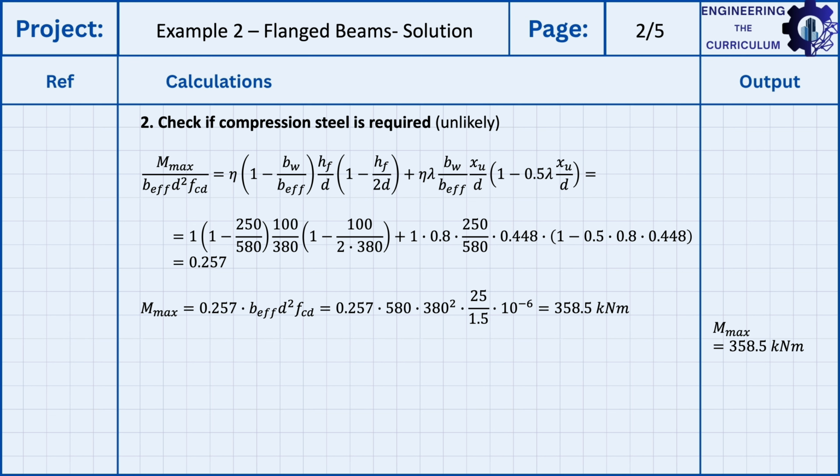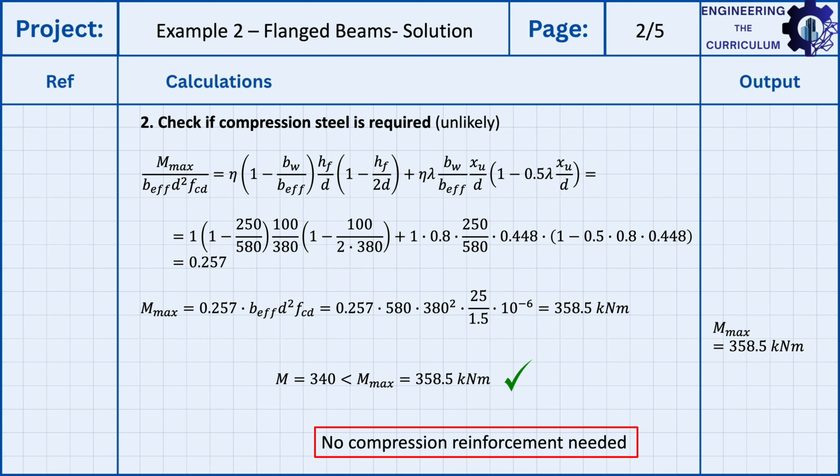And just to organize our units so that we get kilonewton meters times 10 to the minus 6, we get a maximum moment of 358.5. What we need to check now is the moment that we have to design our beam for, that 340: is it smaller than the maximum moment that the section can carry in compression?